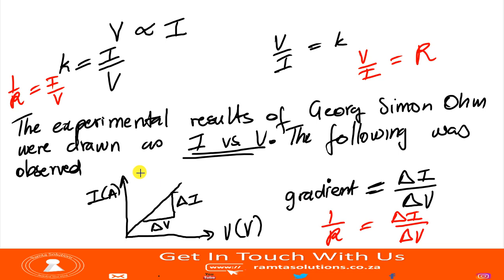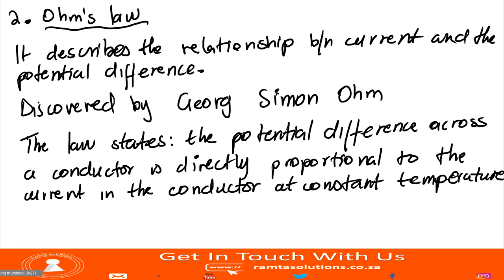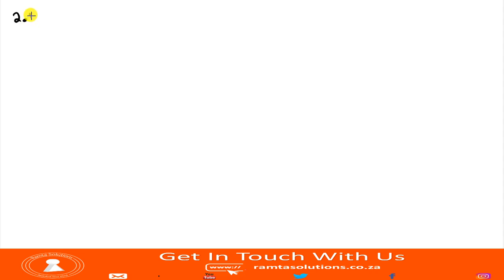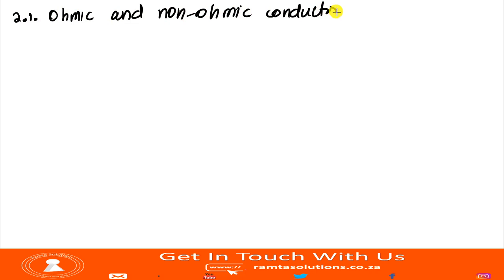All right. Now, let's then proceed. Oh boy, what has happened now? Okay, now let's proceed. Then we are going to look at ohmic and non-ohmic conductors. I'm going to call it 2.1, ohmic and non-ohmic conductors. You will be asked for these differences. So for a conductor to be ohmic, it must obey Ohm's law.